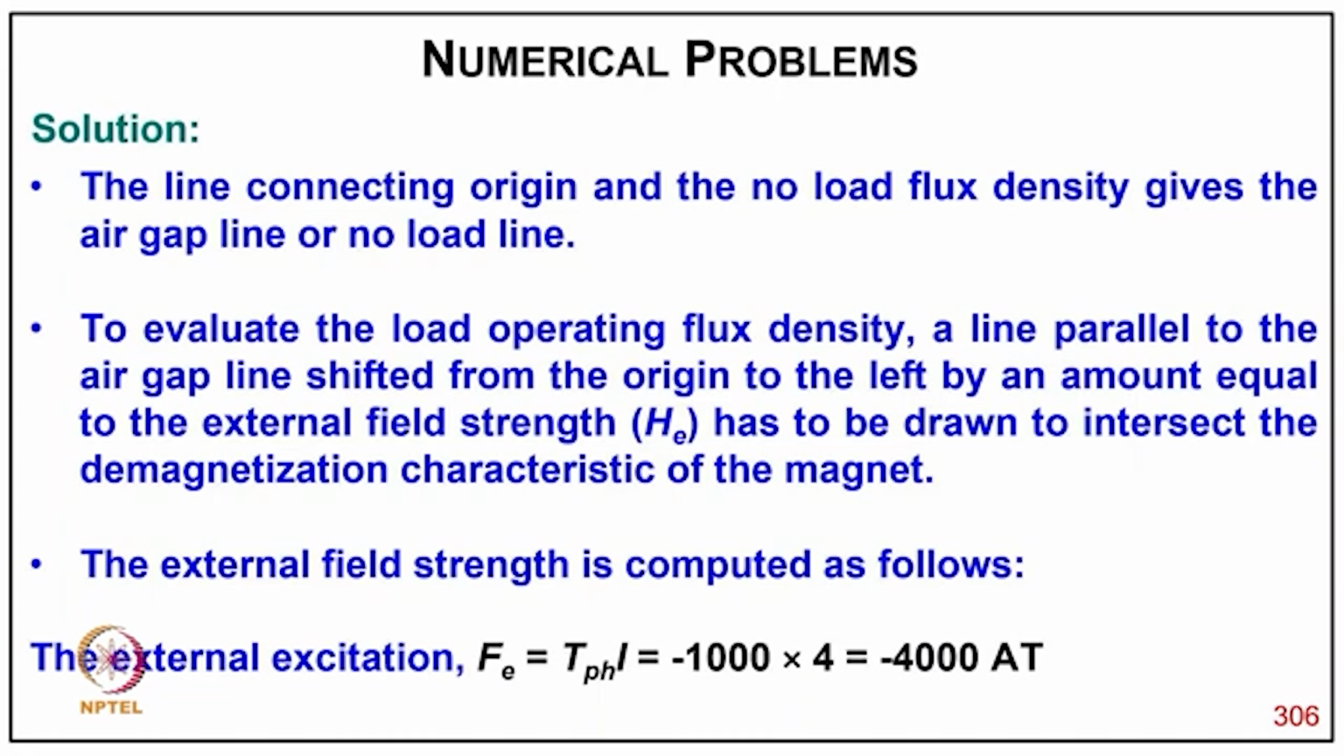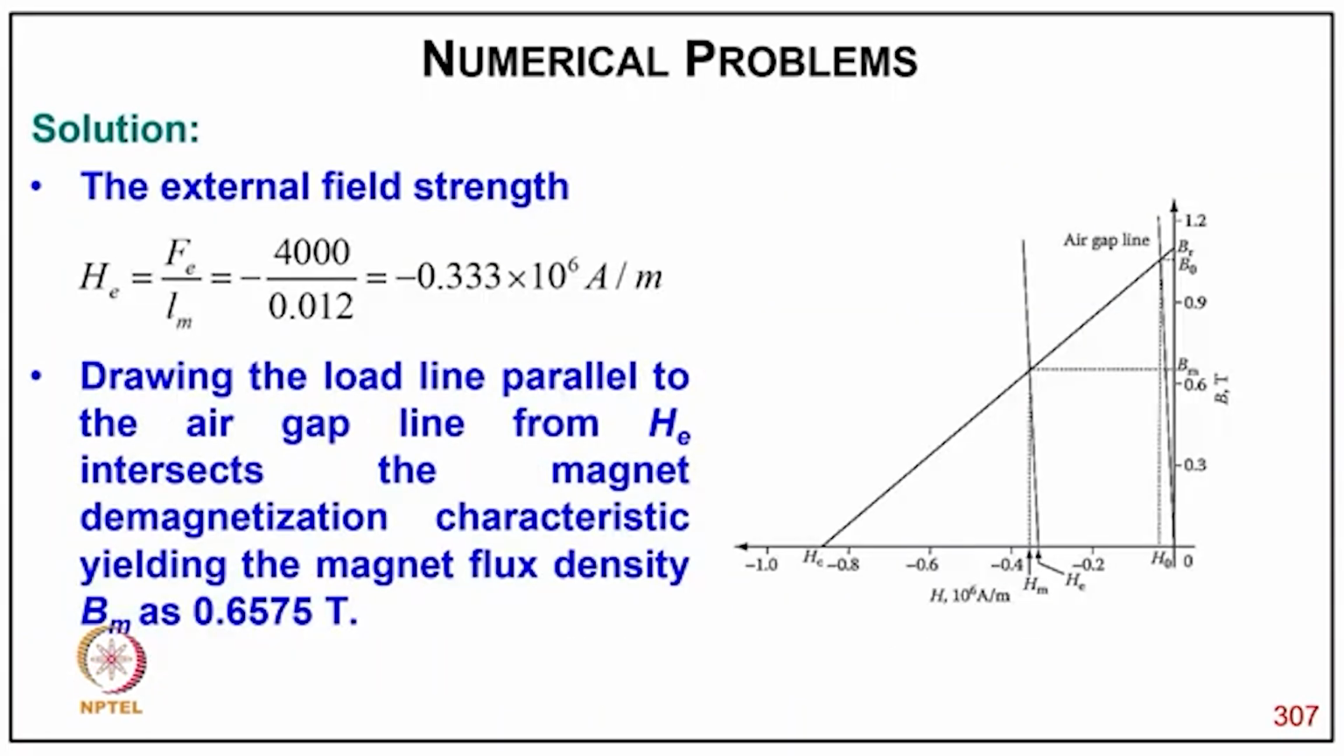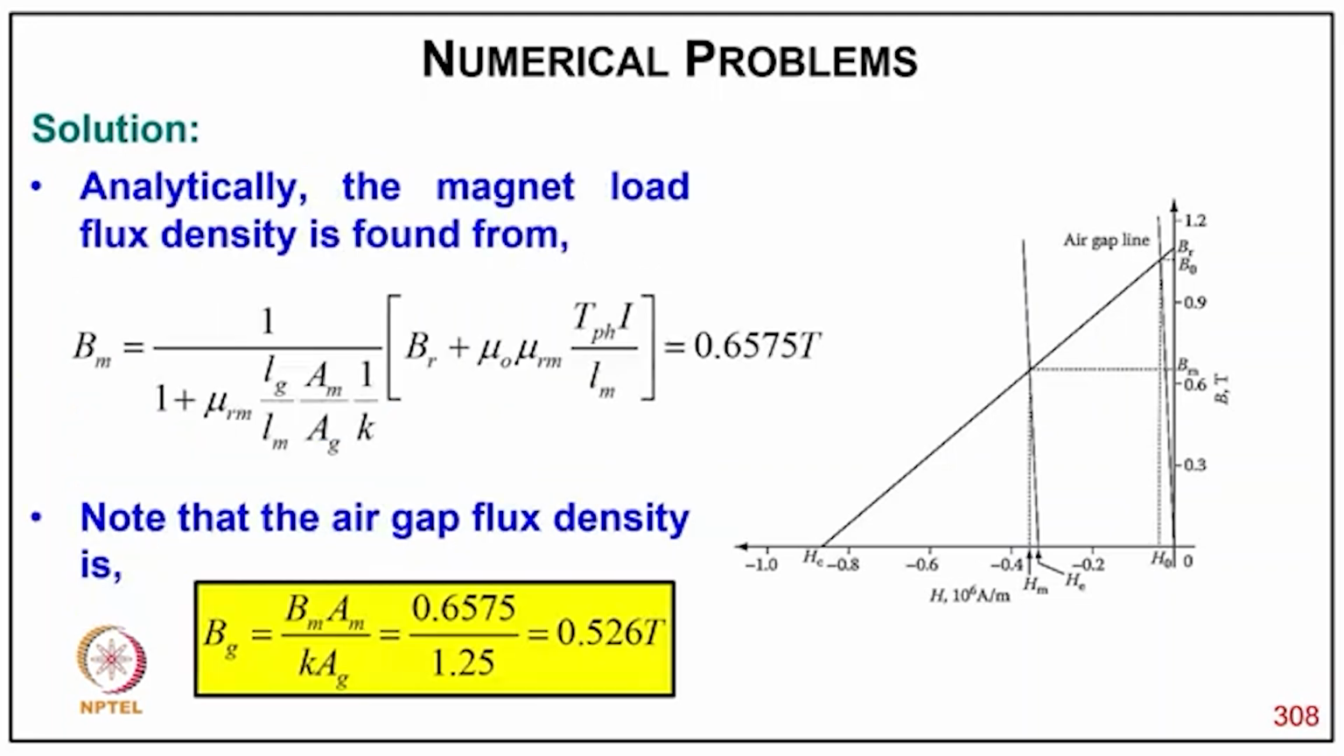The external field F equal to Tphi equal to minus 1000 into 4, that's minus 4000 ampere turns. Now, as from the diagram, the external field strength is H equal to F divided by Lm, and putting the value it comes minus 0.333 into 10 power 6 ampere per meter. So drawing the load line parallel to the air gap line from He, it intersects the magnet demagnetization characteristic, yielding the magnetic flux density Bm as 0.6575 Tesla.